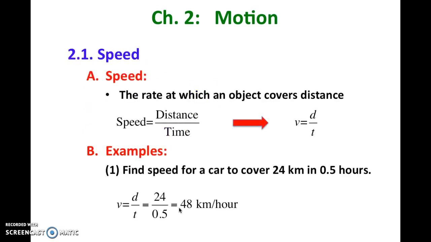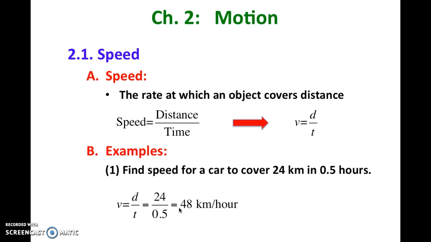Section 1, Speed. What is the speed? Speed is a scalar quantity to describe how fast an object moves. It can be simply defined as the rate at which an object covers distance, or say speed as distance traveled per unit time. Speed equals distance divided by time. Using v to denote speed, d to denote the distance, and t to denote the time, then we have the speed formula v equals d over t.